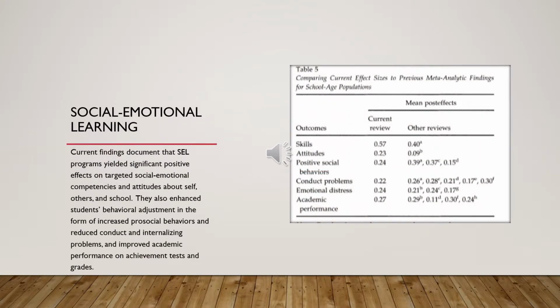In Durlak's important meta-analysis, we read that current findings document that SEL programs yielded significant positive effects on targeted social emotional competency and attitude about self, others, and school. They also enhance students' behavior adjustments in forms of increased pro-social behavior and reduced conduct and internalizing problems, and improved academic performance on achievement tests and grades. Social emotional learning can have a powerful impact on our students.